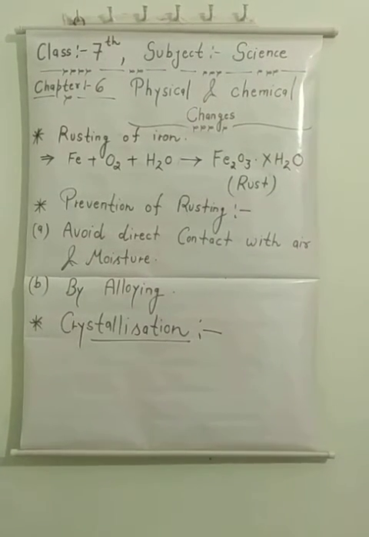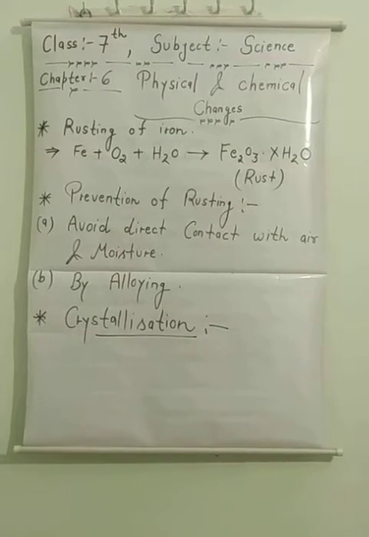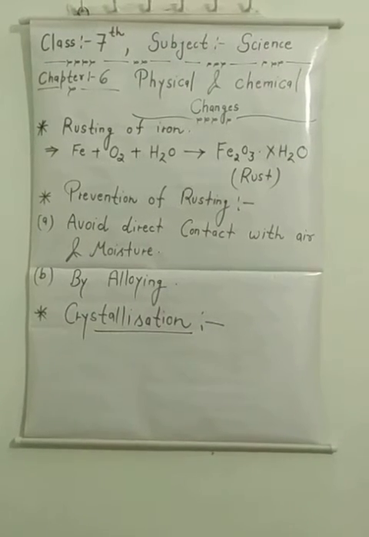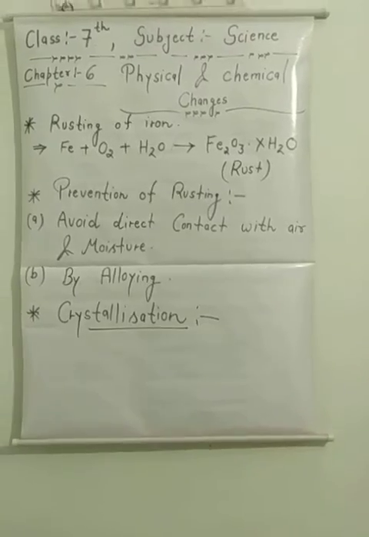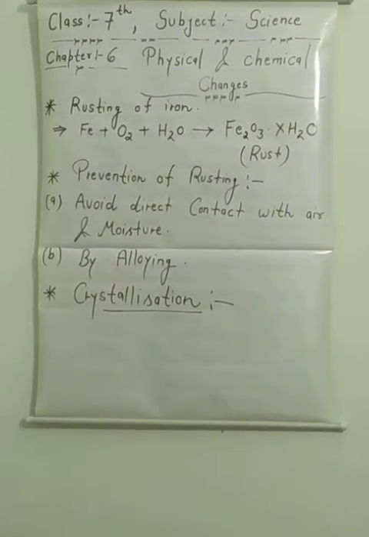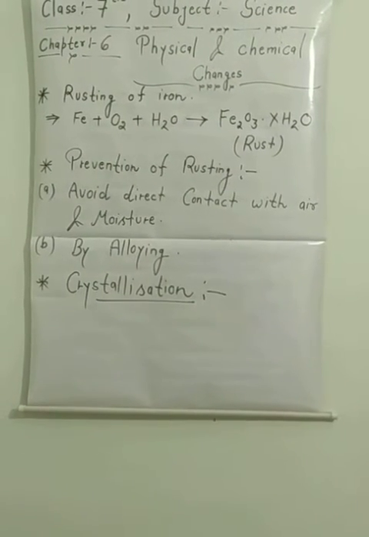Rusting of iron, in Hindi we can say lohe par jung lagna. That jung is known as rust. That rust occurs due to the presence of water and air. In air we can say oxygen. With the reaction of water and oxygen with iron, it will form rust.